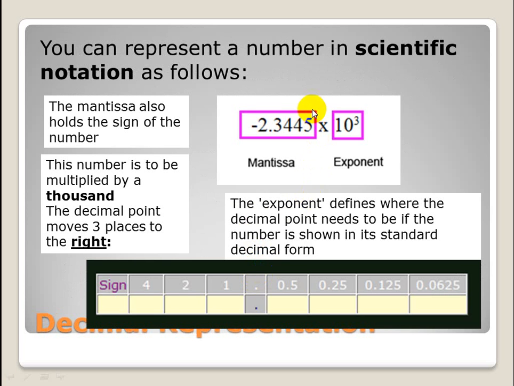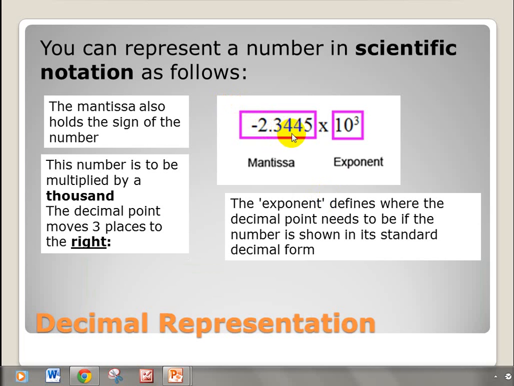Okay, so let's just have a look at normal scientific notation. Minus 2.3445 times 10 to the power of 3. Immediately we know that this is a negative number, but we have to move the point because of its exponent 3 places, 1,000. 1, 2, 3. So the number becomes minus 2344.5. Let me just check. 10 to the power of 3, 1, 2, 3. Yes, so it'll be minus 2344.5. This is known as the exponent.